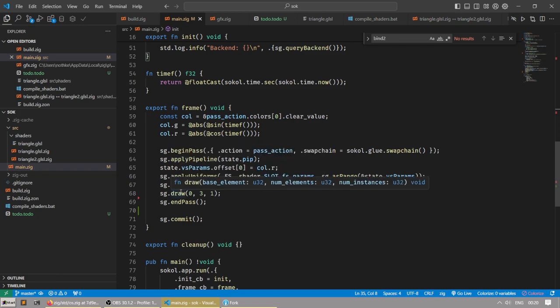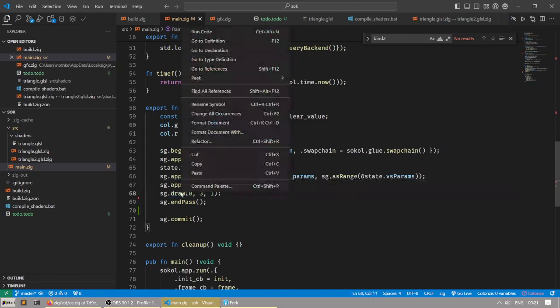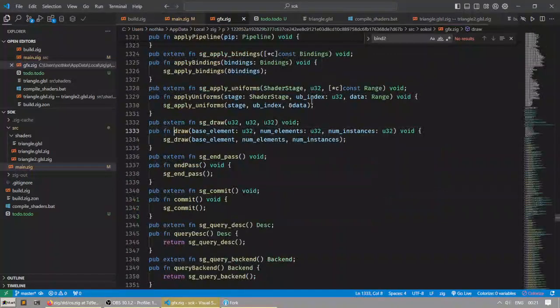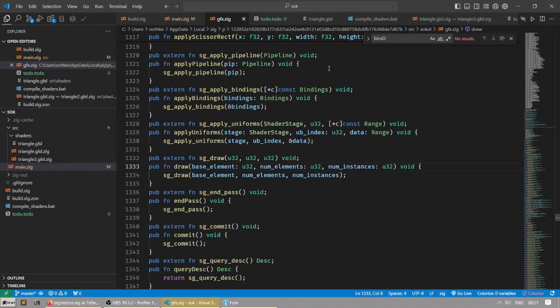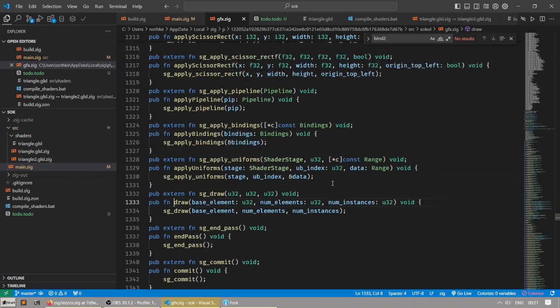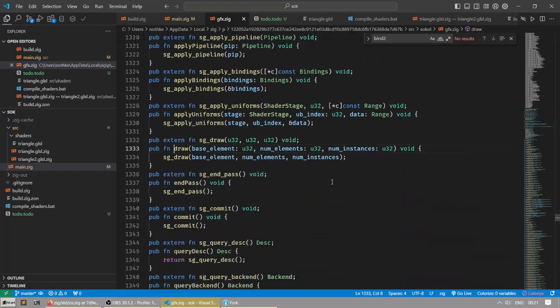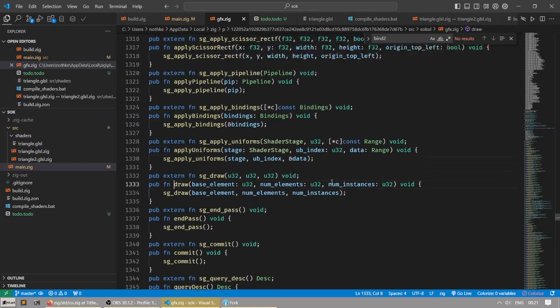And what does draw exactly mean? There's draw base element, why is there a double? But how do you actually draw with triangles, with indices, and not with, okay. So this is where I need to look into the examples.